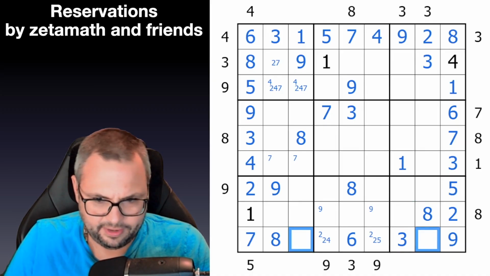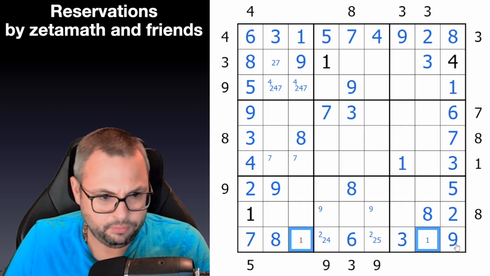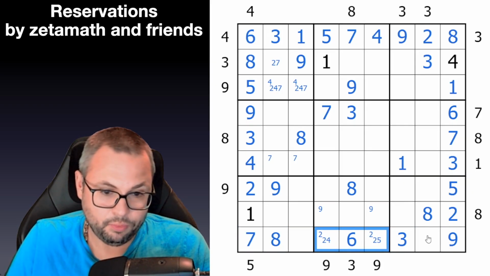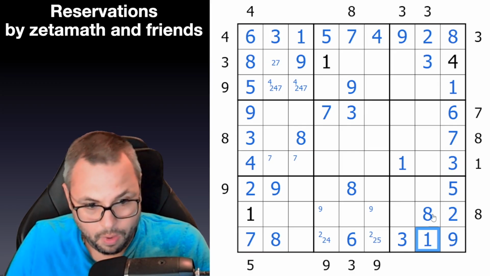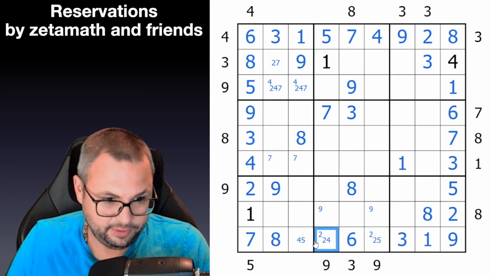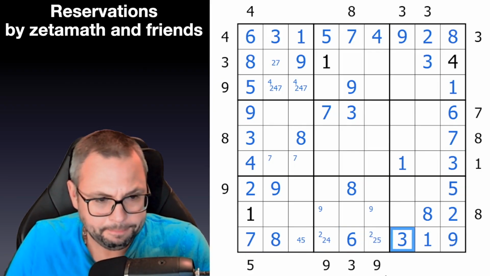Let's see, what about these? I know they can't be 2. They could be 1. Oh, well, we know where the 1 goes in this row. Ah, that's the point. Yeah. These couldn't be 1, so that's just the 1 for the row. And so this is the 4 or the 5 for the row that completes that triplet.